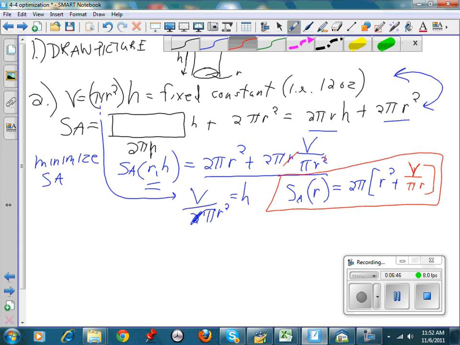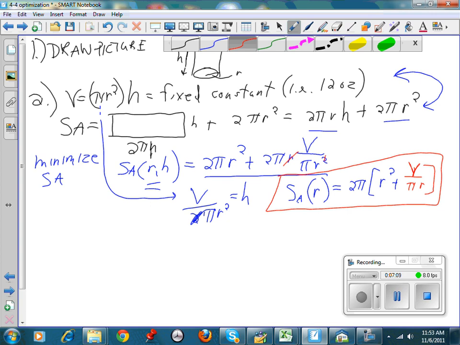I've got now a function of r. I could plot this on my calculator. I guess I could put in a constant V, and you'd get a function that will hit some kind of minimum. And that's the can you want to build, the minimum surface area, the minimum cost can. Okay, so what do we do now?